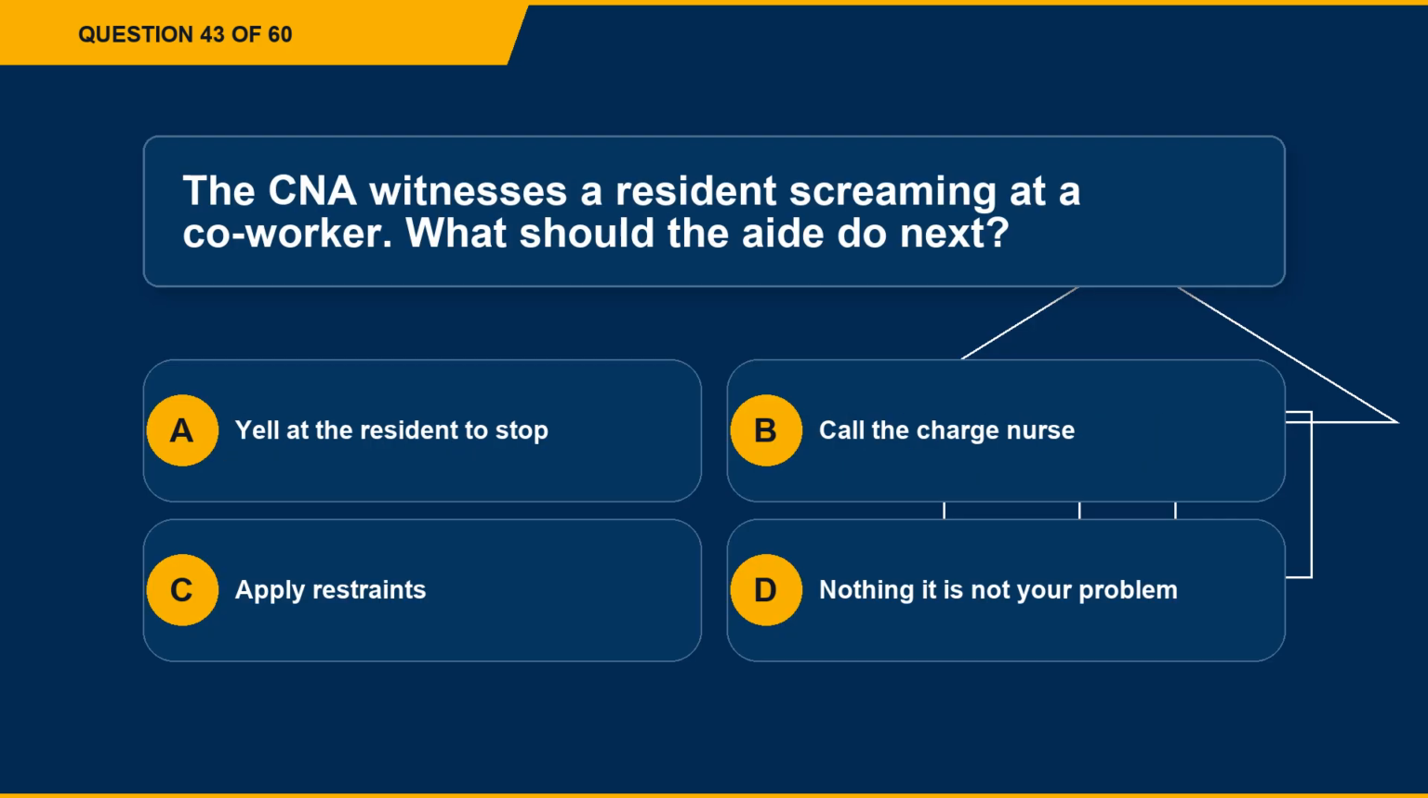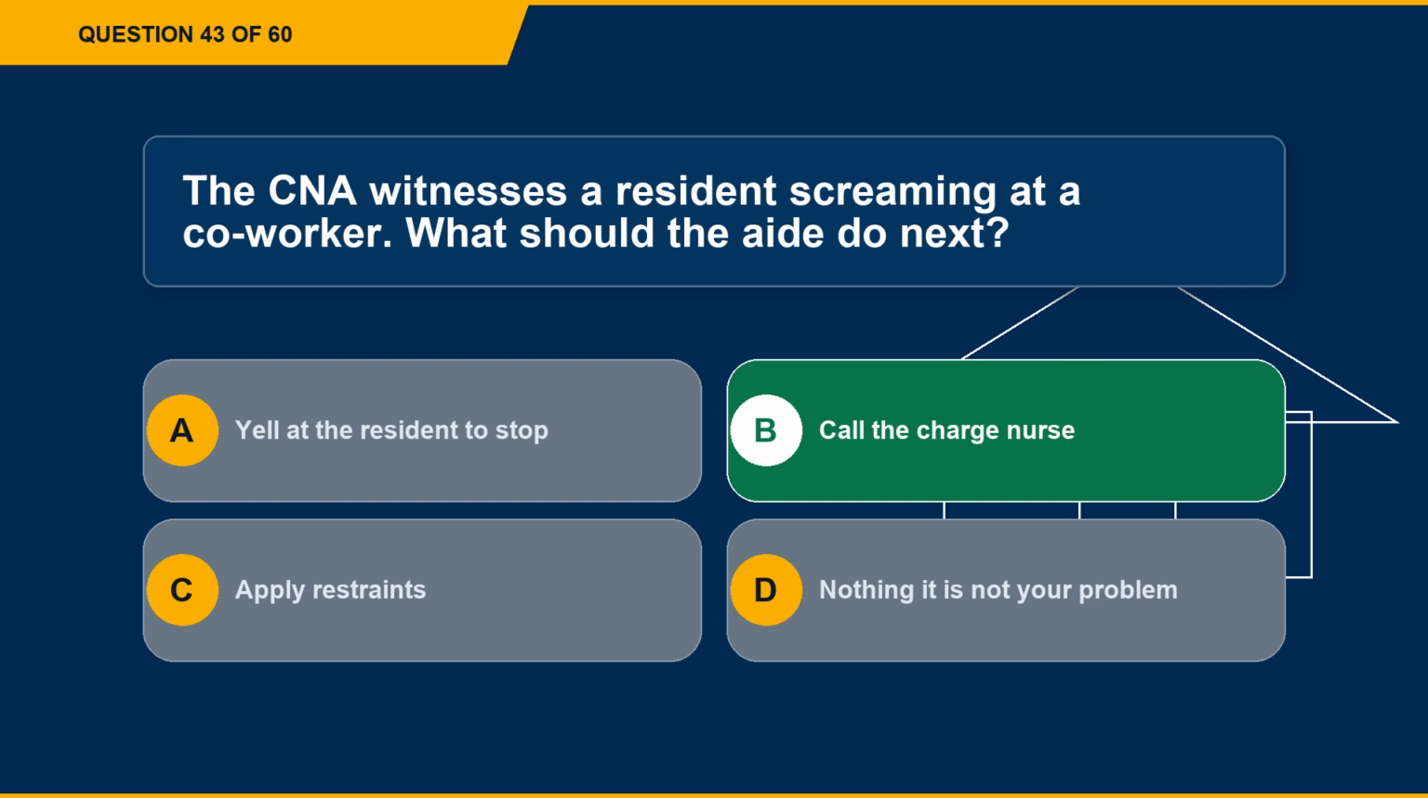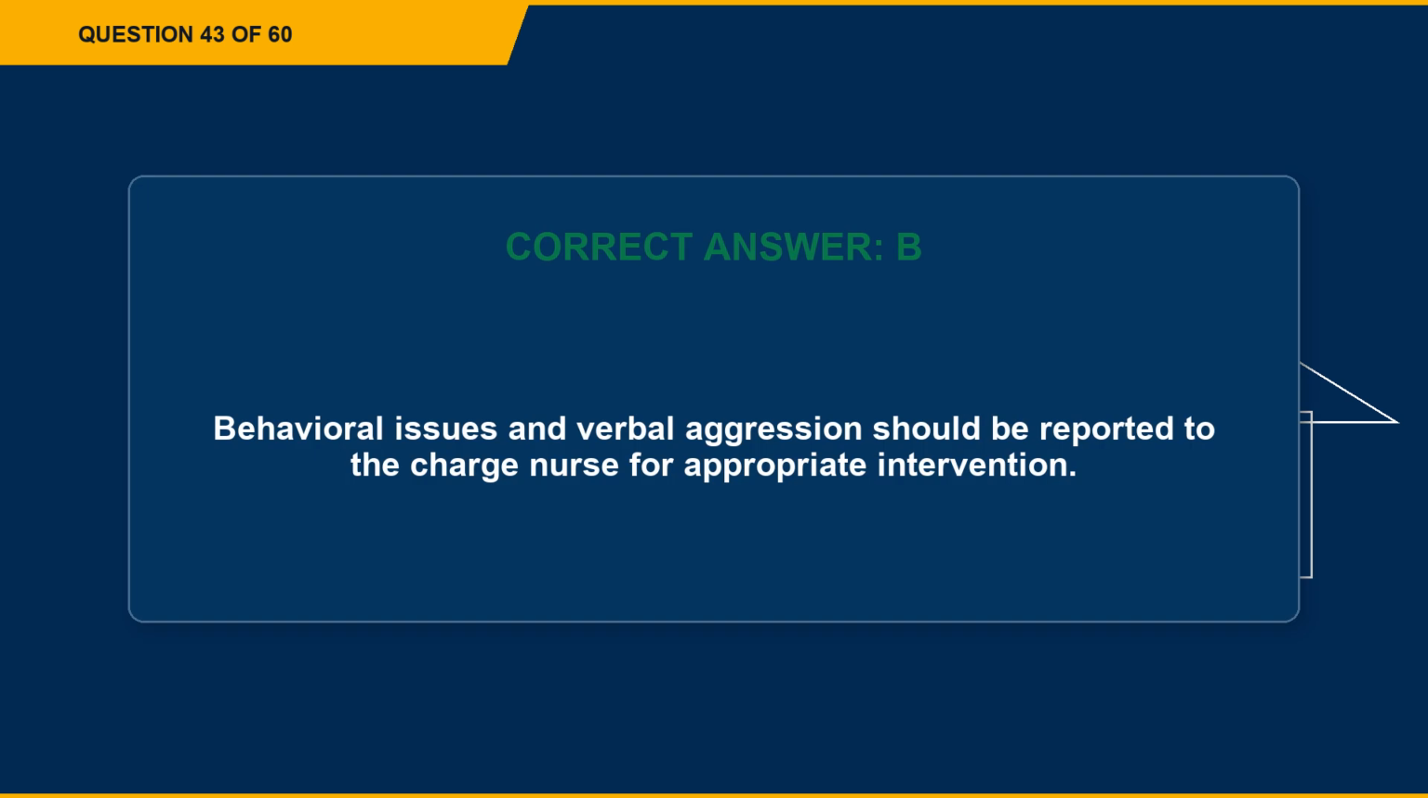Question 43. The CNA witnesses a resident screaming at a coworker. What should the aide do next? Option A, yell at the resident to stop. Option B, call the charge nurse. Option C, apply restraints. Option D, nothing, it is not your problem. The correct answer is option B, call the charge nurse. Explanation. Behavioral issues and verbal aggression should be reported to the charge nurse for appropriate intervention.